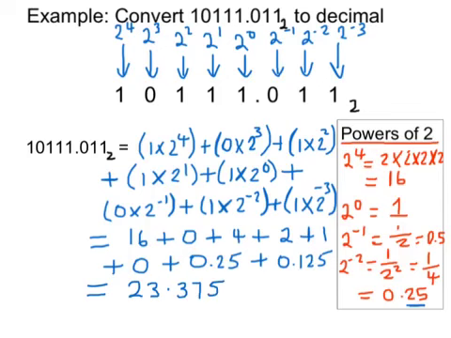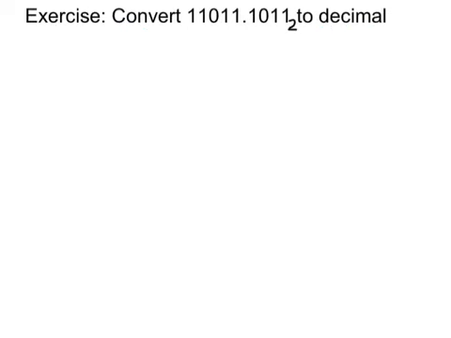And adding all these together, we get 23.375. So the binary number 10111.011 base 2 is equal to 23.375 in decimal. What I'd like you to do now is to pause the tutorial, try this exercise yourself, and when you're done, come back to me and I'll go through the solution with you.